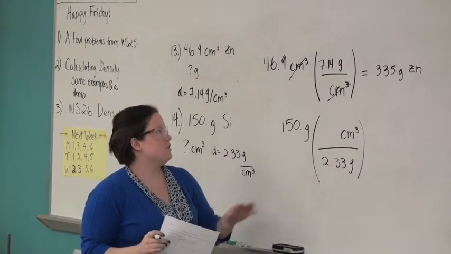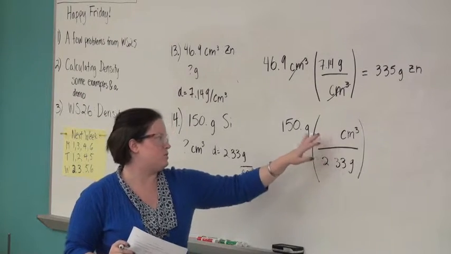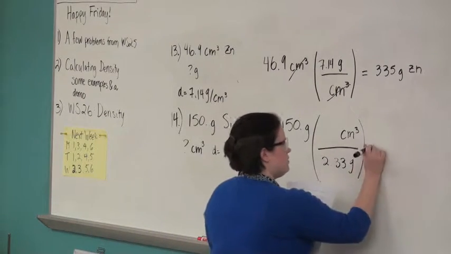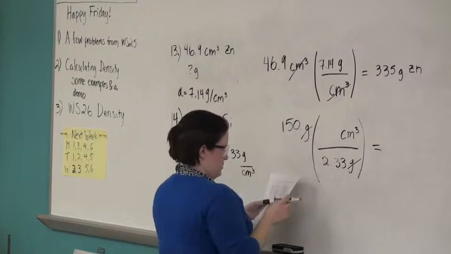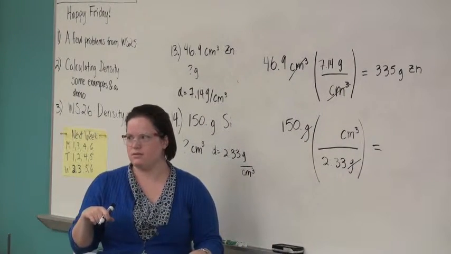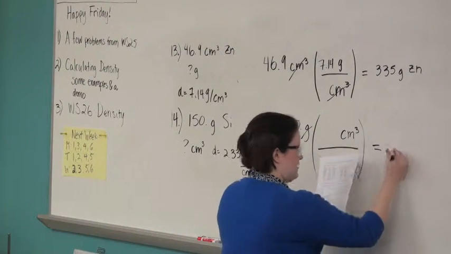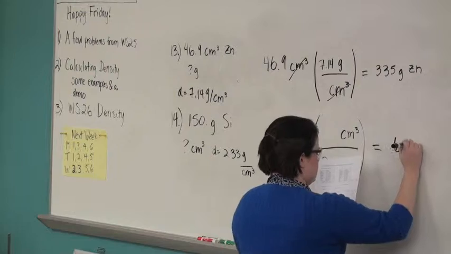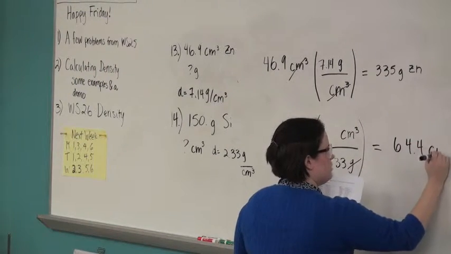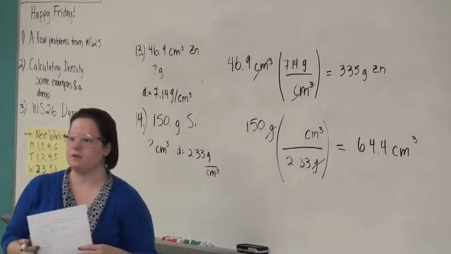Okay, so don't think that it always has to go on top. It's really just dictated by the units. So my grams are going to cancel out. And how many significant figures in this answer? 3. So this is going to be 64.4 centimeters cubed. Okay, any questions on that?